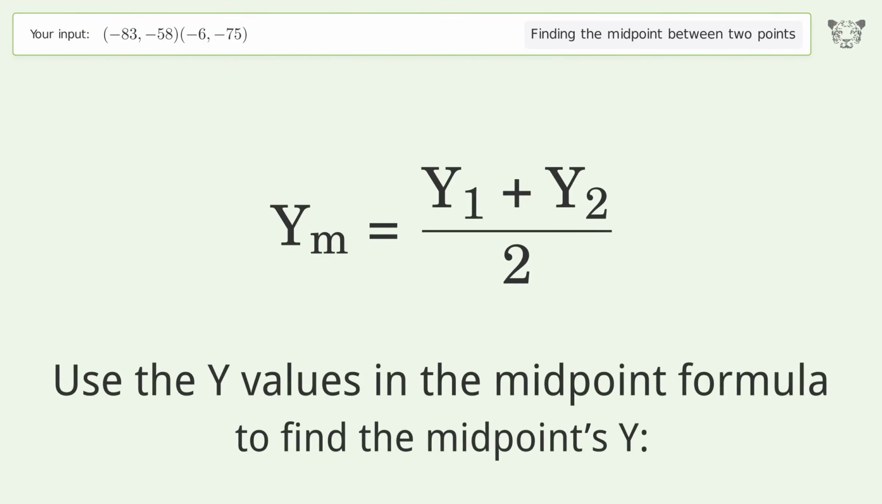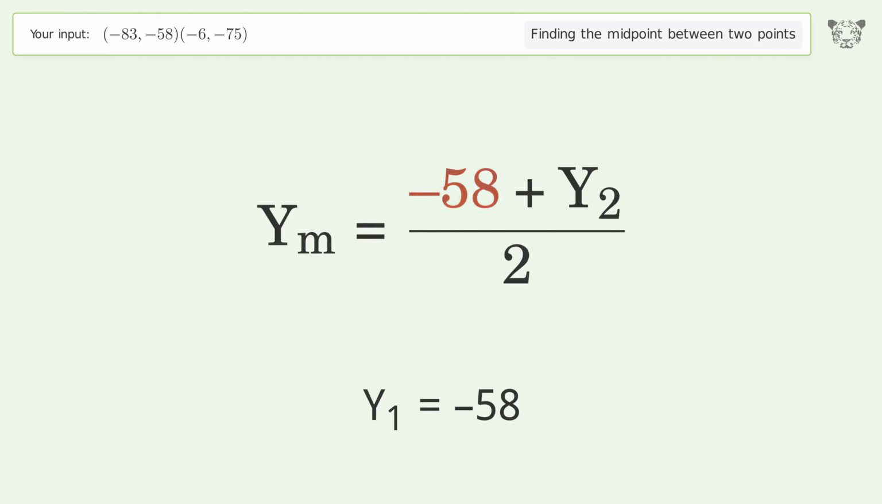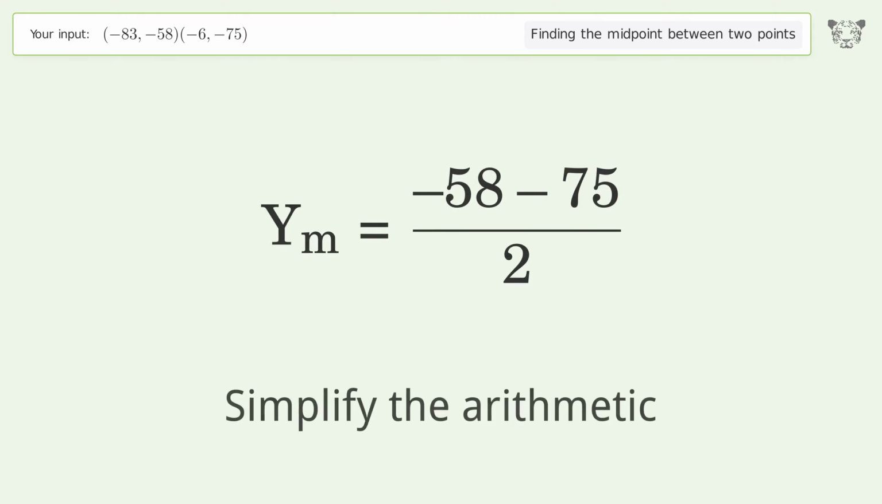Use the y values in the midpoint formula to find the midpoint's y. y1 equals -58. y2 equals -75. Simplify the arithmetic.